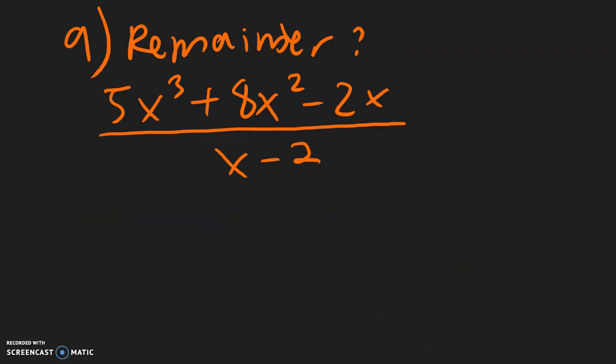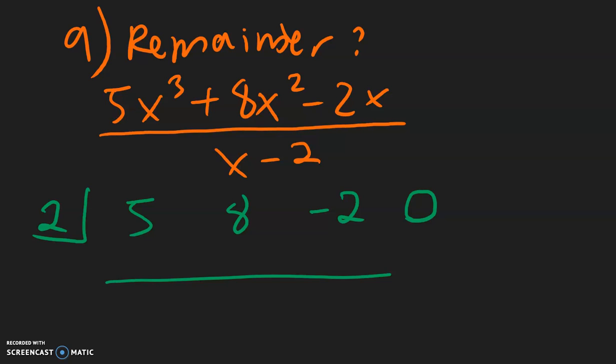That's the remainder. For number 9, we also want to only find the remainder. So x minus 2, let's set that equal to 0. So that means x is equal to positive 2. Then let's set this up. So 5, and that's x to the third power. And then x to the second power is 8. X to the first power is negative 2. And notice we're missing the constant term. So let's put a 0 here as a placeholder.